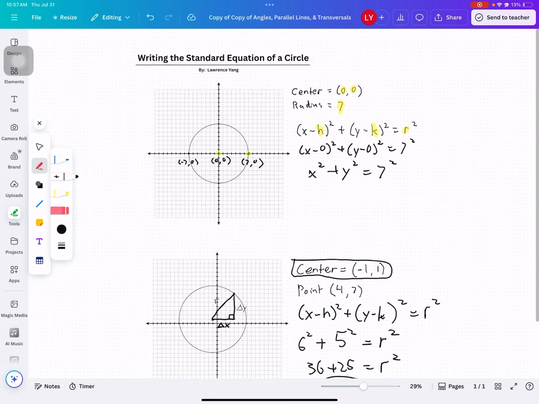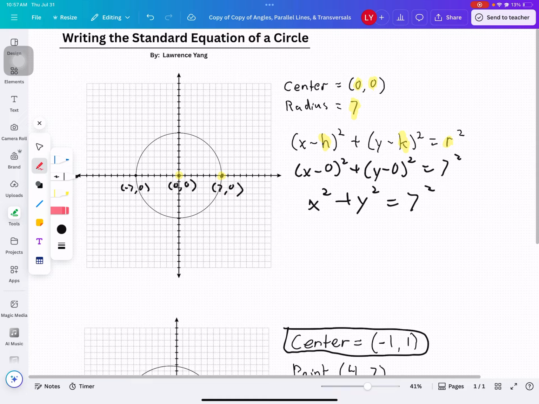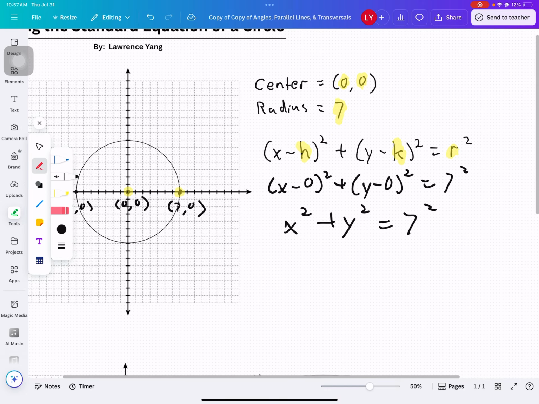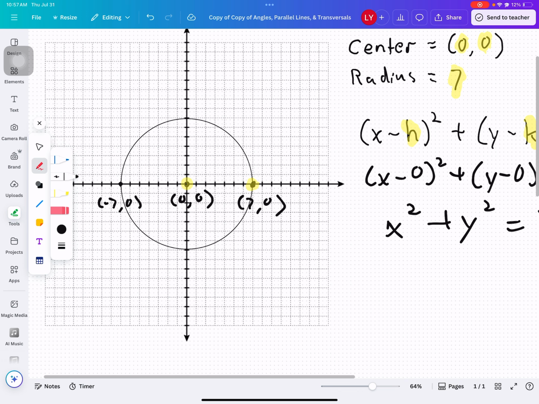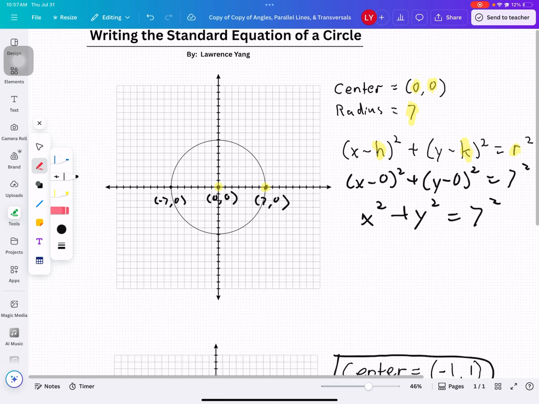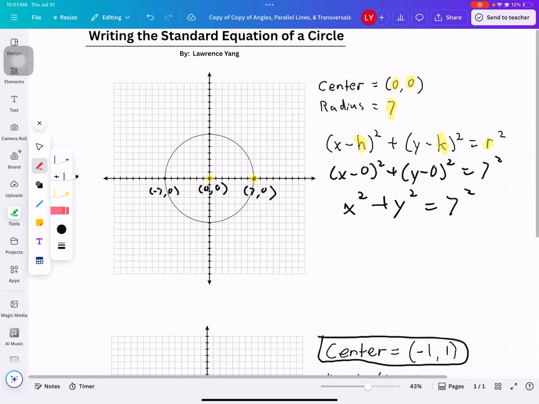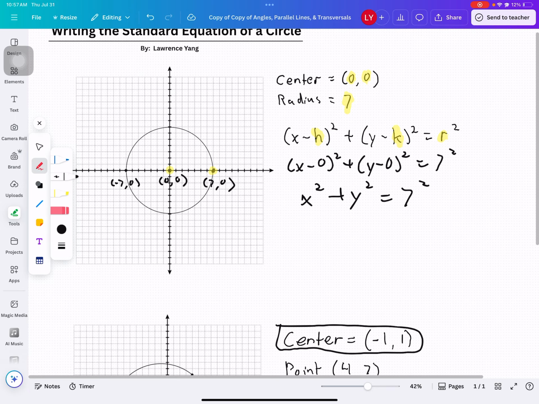Now, just to recap our lesson, the standard equation is x minus h squared plus y minus k squared equals r squared. The standard equation is basically the distance formula, or also the Pythagorean theorem. To find the standard equation, we need the center and the radius, and all we need to do is plug those in.